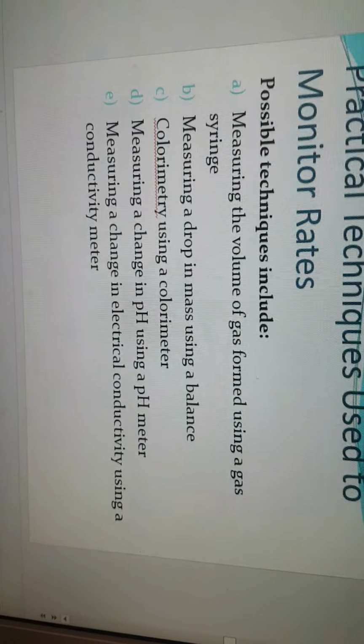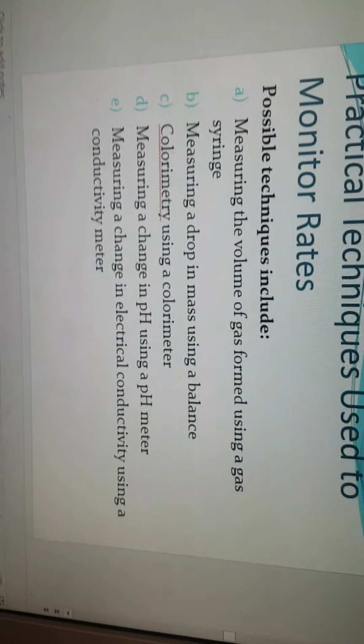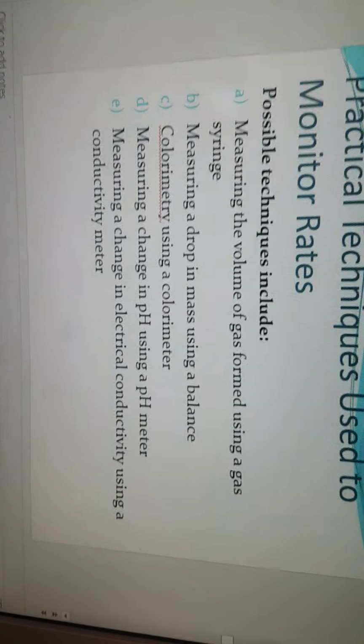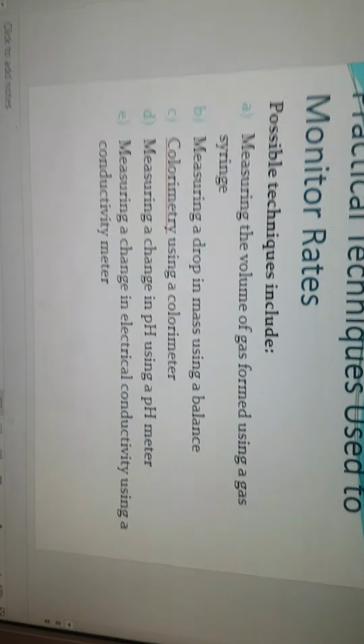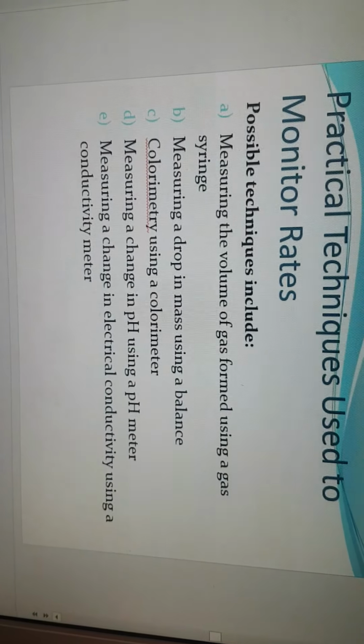So you might decide, well, I'm going to do the continuous monitoring method, only want to do 1 experiment, and the technique I will use is A, measure the volume of gas using a gas syringe, and I'll measure it every 10 seconds for 4 minutes.